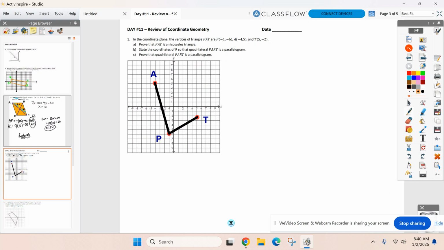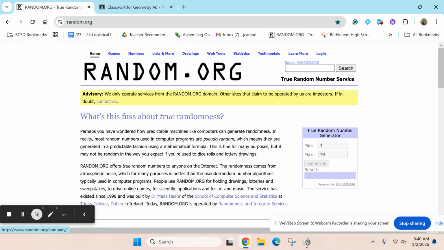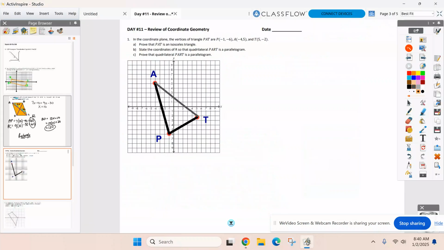All right, looks like we're good to go. First part, part A. Let's prove this bad boy. PAT is an isosceles triangle. Talk to me, isosceles triangle. What's so special about them? So I can go somewhere here. Hayden, what do you know about an isosceles triangle?